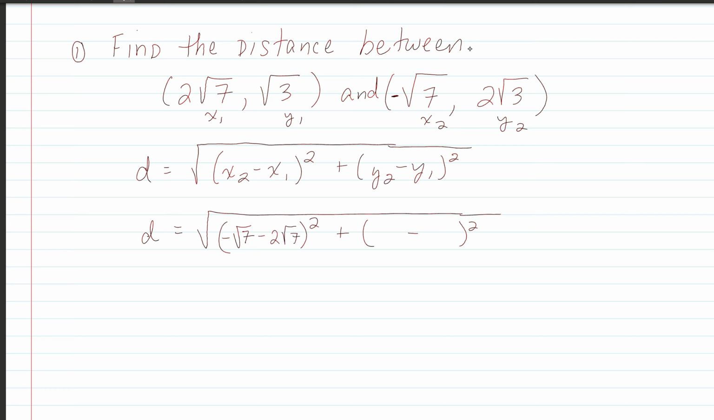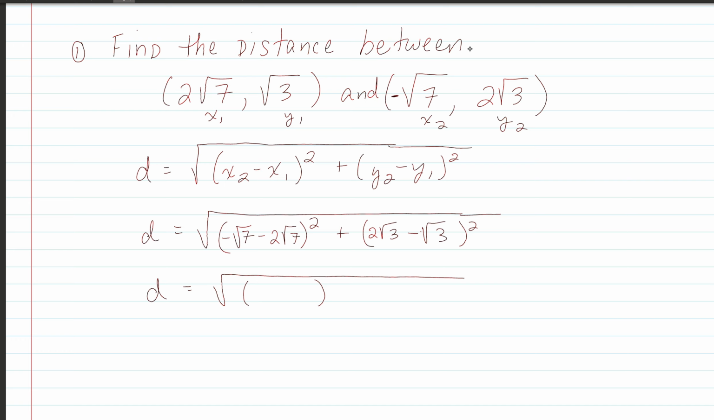Alright, the next thing we substitute in is the y sub 2. Y sub 2 is 2 square root of 3 minus y sub 1. Y sub 1 is the square root of 3. So after substituting those two in, we'll go ahead and do the math. We do what's in the parentheses first. A negative square root of 7 minus 2 square root of 7. So in front of every radical, we know that there's an invisible 1 there. So that's an invisible negative 1 square root of 7 minus 2 square root of 7.